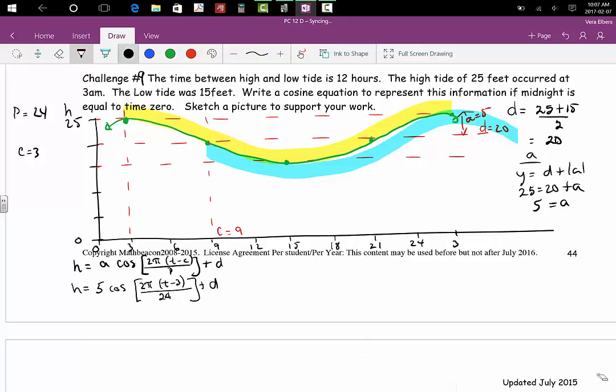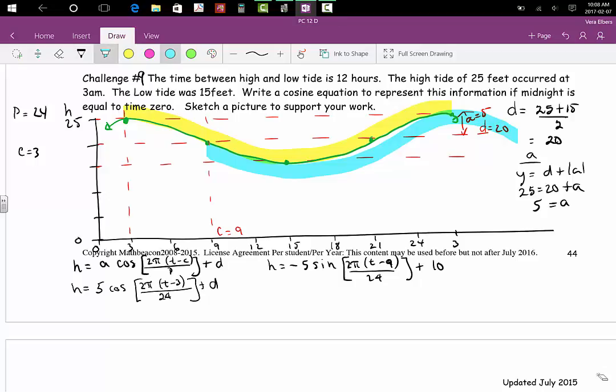So our new equation will be the height is equal to, and notice that our sine graph is showing a vertical reflection, so we want to put in -5, and then sine, and then 2 pi, and T minus 9 this time, right? Over our period, which is 24, plus 10.